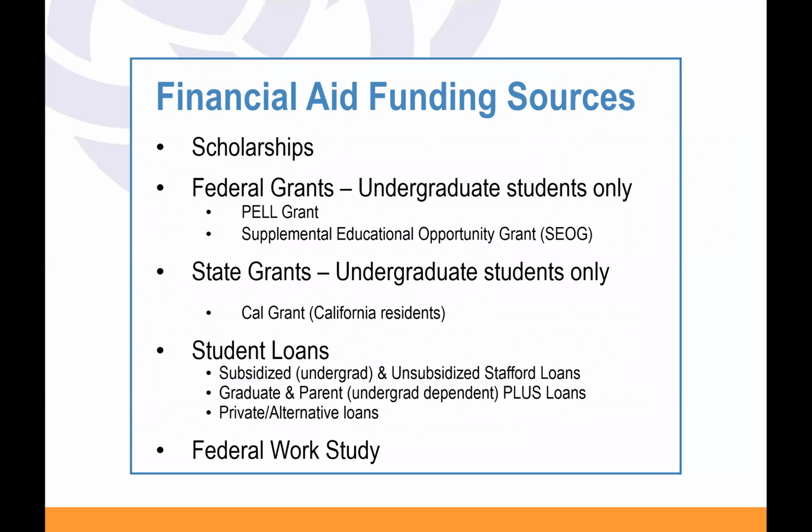Next would be student loans, right? Subsidized loans will only be for undergrad students. With a subsidized loan, you won't accrue interest until 6 months after you graduate, right? We'll determine eligibility for that subsidized loan, which is typically a lot less than unsubsidized, but you won't get interest until 6 months after you graduate.